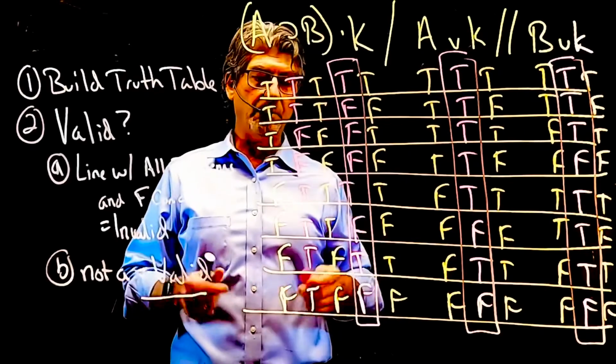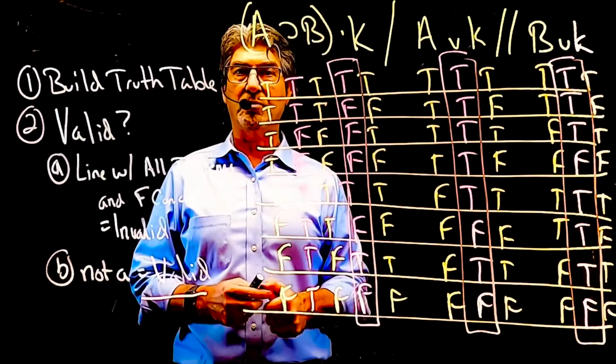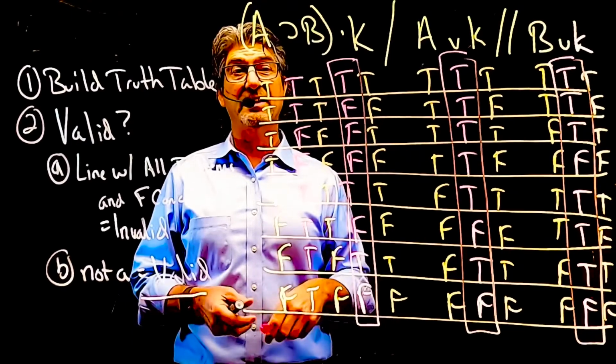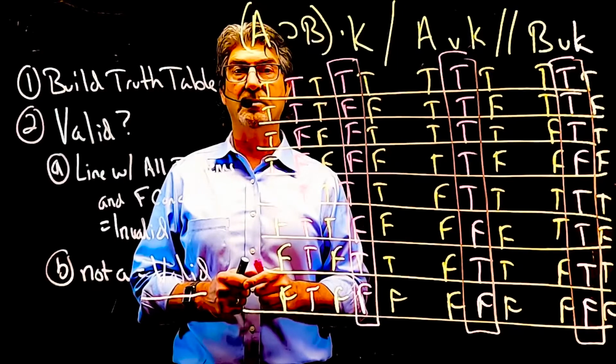Okay, so there were 2 examples. You can work out your own problems, but go to the book and practice these. If you get practice, you'll find that it's fairly easy, but you need to know your definition of validity and you need to know your truth tables.